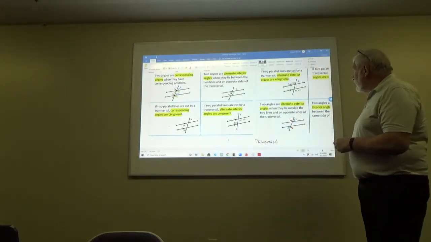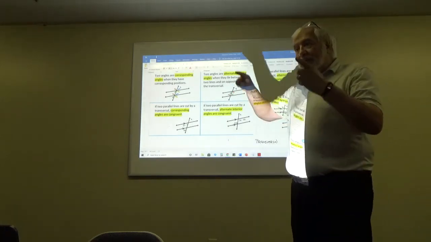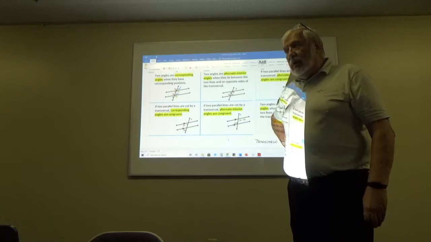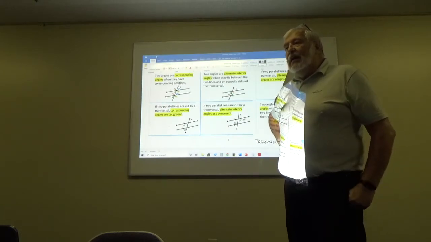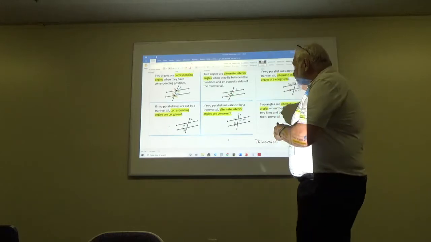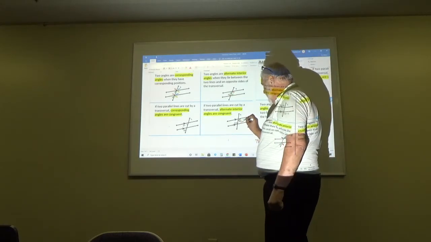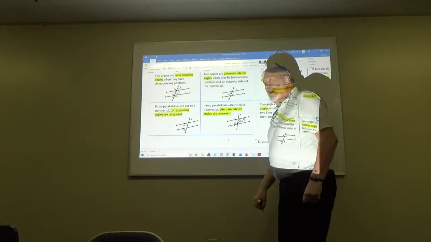Okay? Now, what happens if they're on the same side? We said the alternating are equal, congruent. If they're on the same side, they are supplementary. They add up to 180. So this angle and this angle add up to 180.